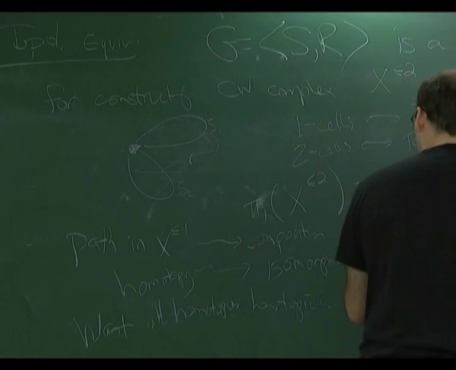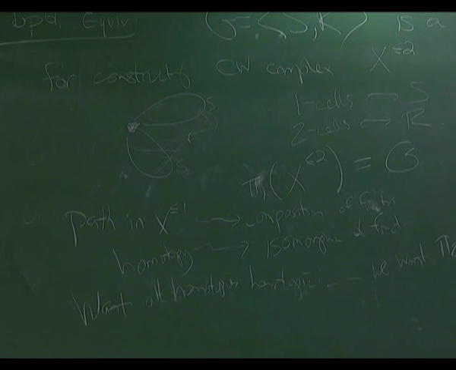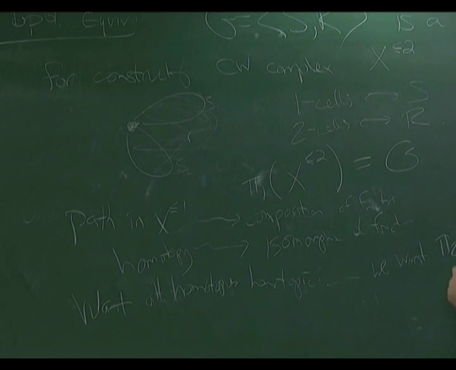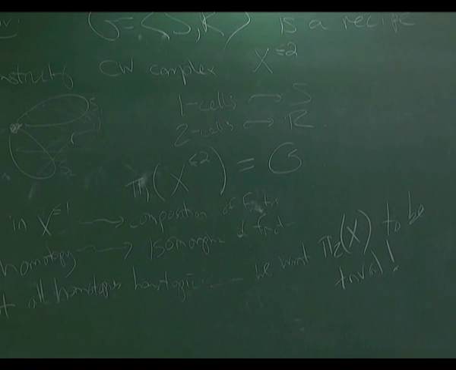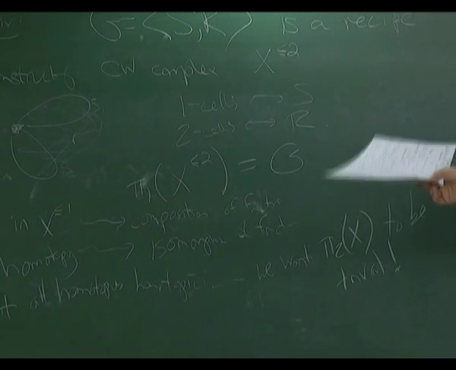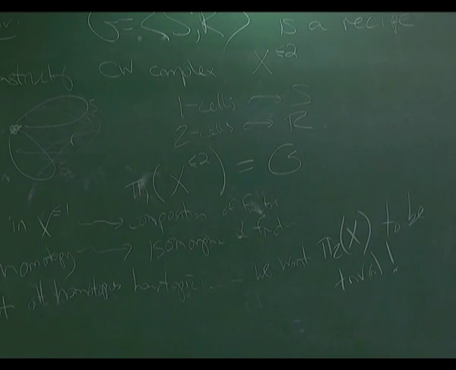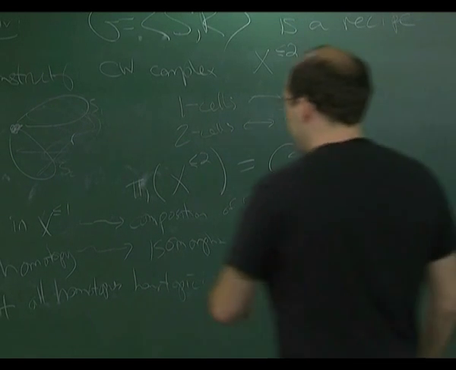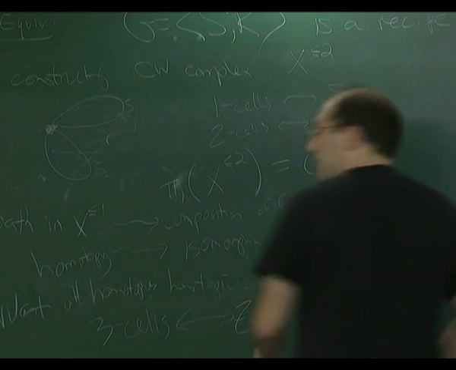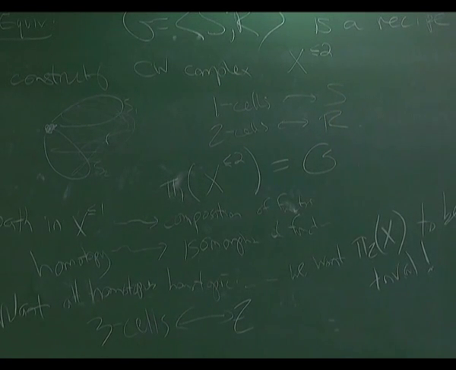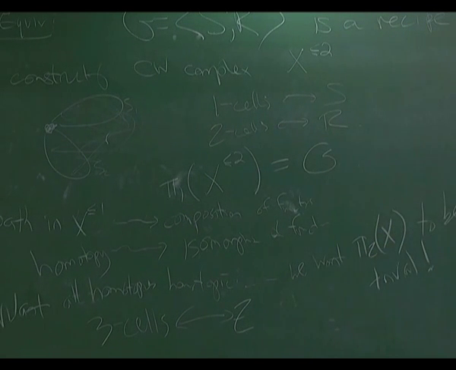In other words, we want pi 2 of X to be trivial. So what we're really asking is a question about pi 2, not pi 1. Well, pi 2 of a complex like this is usually not trivial. What you can do to make it trivial is glue in some 3 cells. These 3 cells that you glue in are exactly the 2 relations. And if you find what pi 2 of this space is, find generators for it and glue in 3 cells for each, that's exactly the same as solving this question.